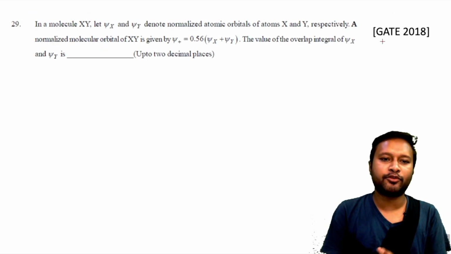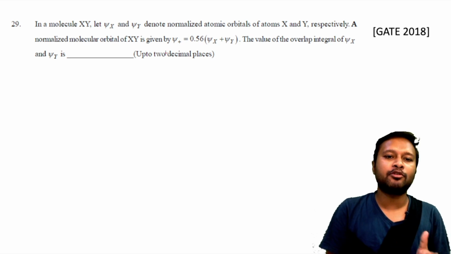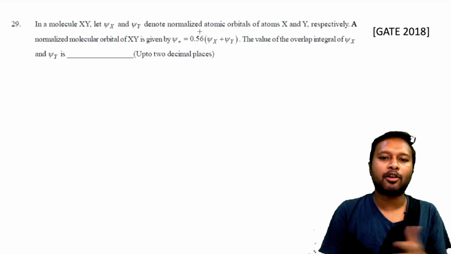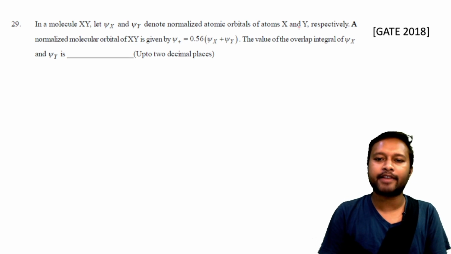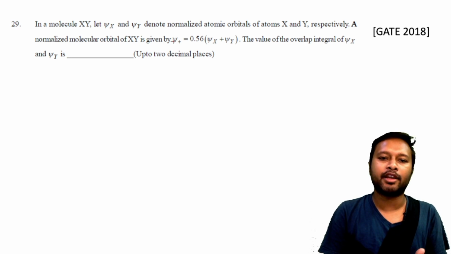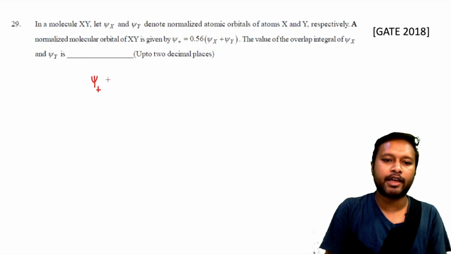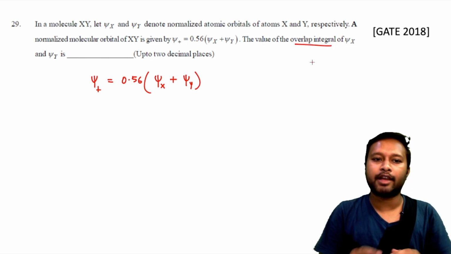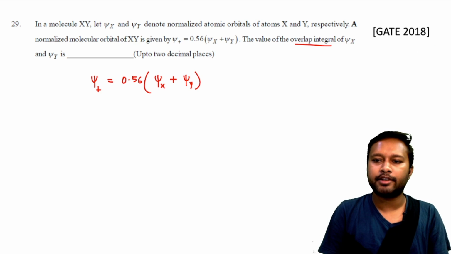Alright, this is the last question for this video. It says that in the molecule XY, let's say psi X and psi Y denote normalized atomic orbitals of atoms X and Y respectively. A normalized molecular orbital XY is given as psi plus, and psi plus is given to you as 0.56 times the bracket of psi X plus psi Y. They are asking the value of the overlap integral. So let's try to solve this.